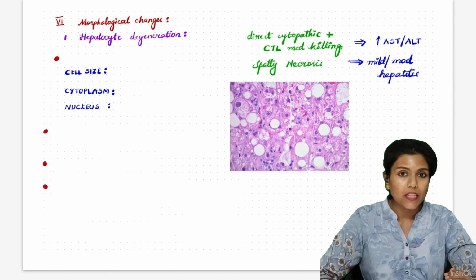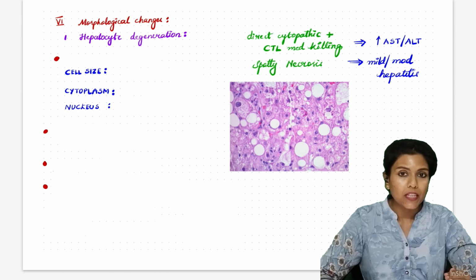And also the spotty necrosis. We have discussed spotty necrosis in a previous video, and we'll be discussing it again now. Spotty means scattered, single hepatocyte necrosis here and there. That is indicative of only mild to moderate hepatitis, not a full-blown hepatitis. So this is about the hepatocyte degeneration which occurs in these three forms.